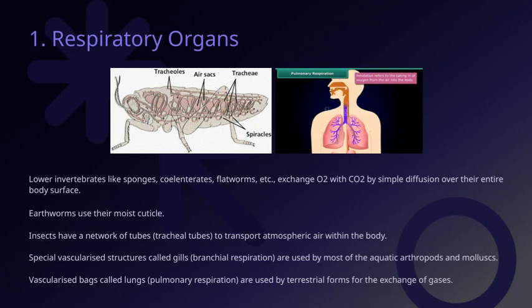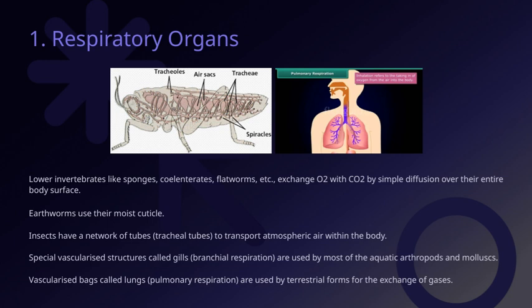Let's take a closer look at the respiratory organs used by different organisms. In terrestrial animals, we see vascularized bags called lungs, which are responsible for pulmonary respiration. These lungs are specialized structures that facilitate efficient gas exchange between the air and the blood. Moving to aquatic animals, most of them, like many crustaceans and mollusks, use specialized vascularized structures known as gills or branchial respiration to extract oxygen from water.